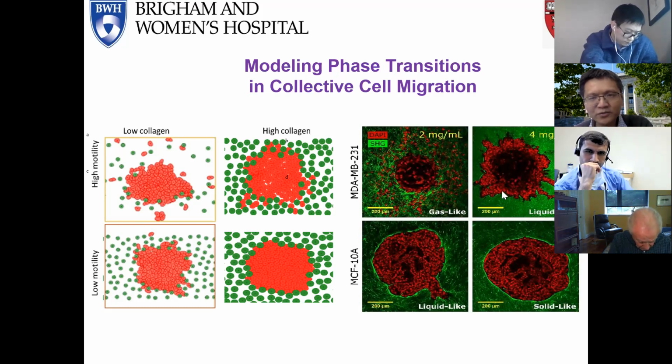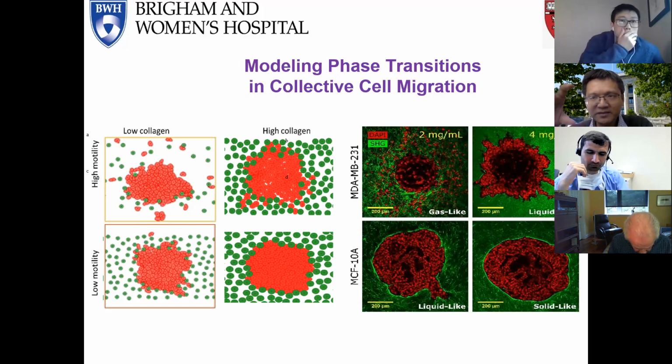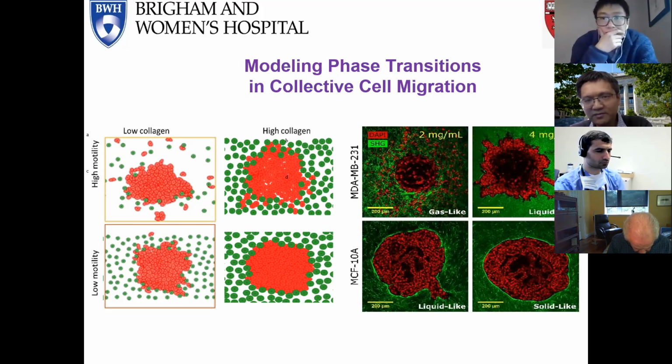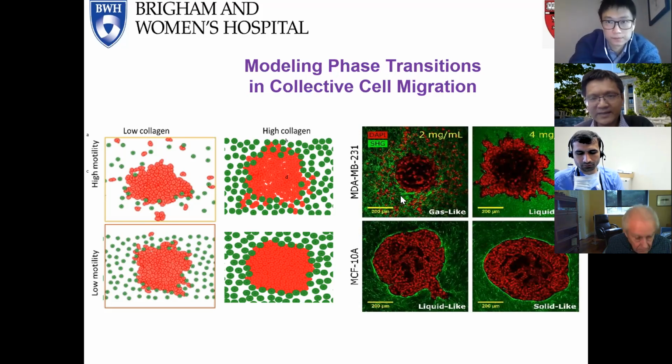So there are two ways to change these collective cell migration modes. One way is to change the density of the matrix, so the stiffness of the matrix, and the other is to change the motility of the cells. In one case, they will form these finger-like patterns. That's reminiscent of melting, and that's why we call it a solid-liquid transition. In another scenario, cells can come out individually. That is reminiscent of gas molecules, so that's more like a solid-gas transition.